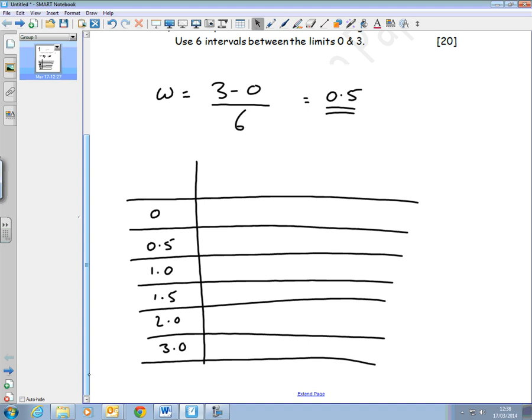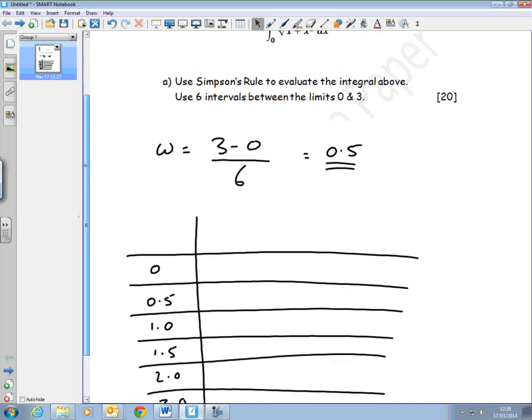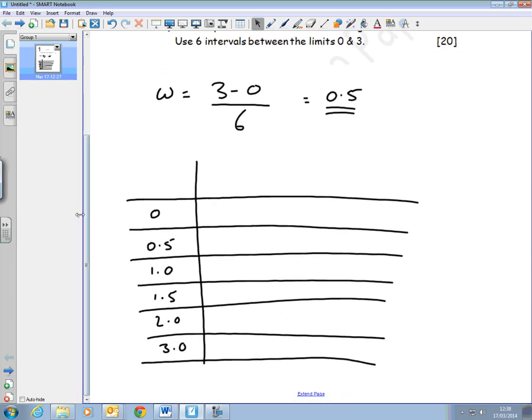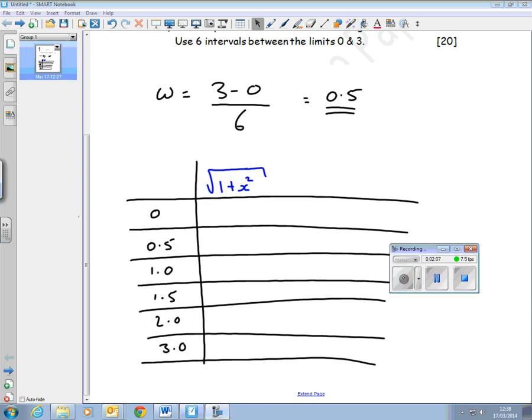And now what I'm going to do is to work out what the value of the function root 1 plus x squared is for each of these values of x. So I'm going to substitute in x equals 0 for this one, x equals 0.5, x equals 1 each time into this function, and work out what the answer is. So I suggest you do that, and then pause in this recording at that point, have a go at it, and then check you get the same answer as me.